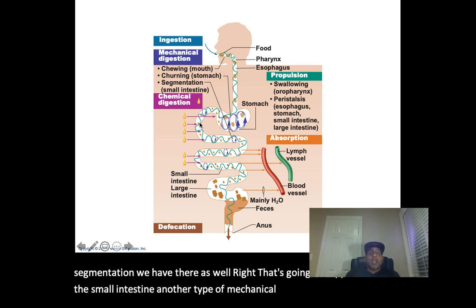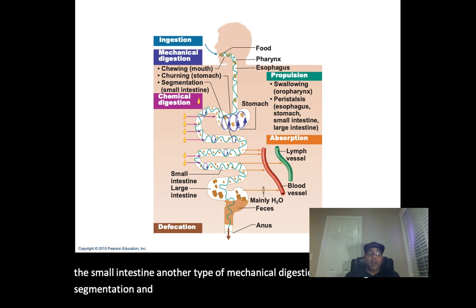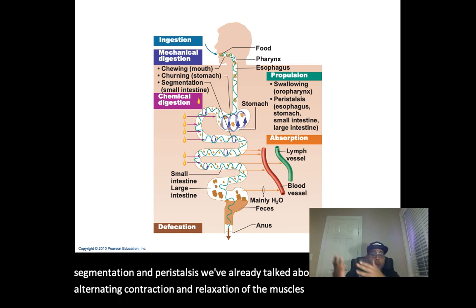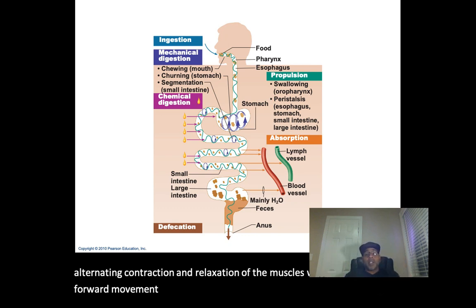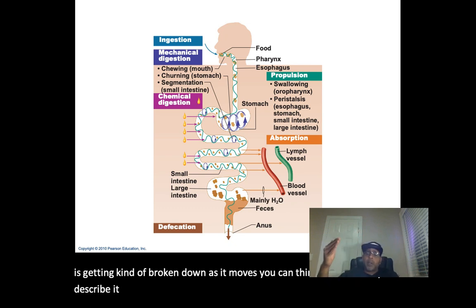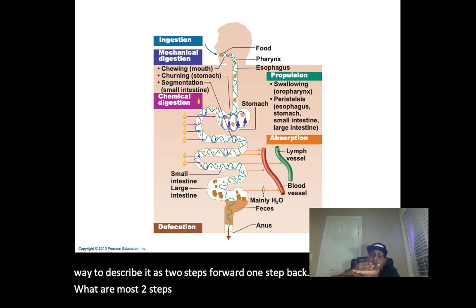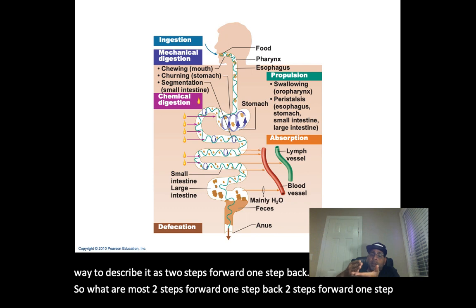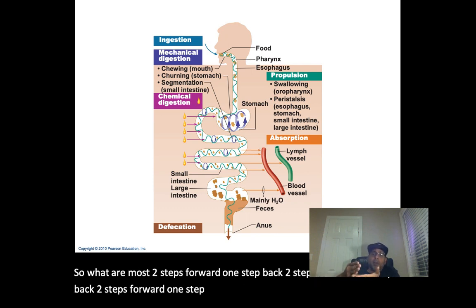When we talk segmentation, peristalsis we've already talked about. We said it's an alternating contraction and relaxation of the muscles, which allows forward movement of food. Now in segmentation, the food is getting broken down as it moves. The easiest way to describe it is 2 steps forward, 1 step back, 2 steps forward, 1 step back.